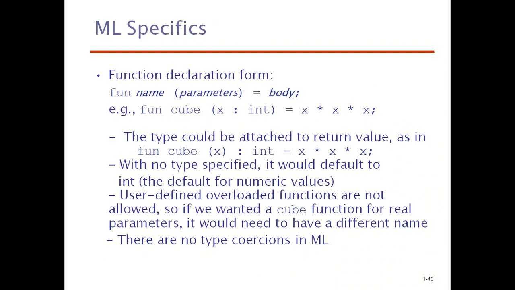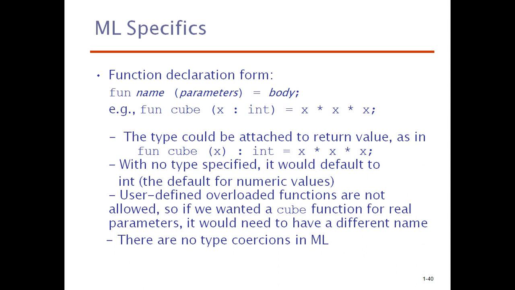If you want to declare a function in ML, it is function name, parameters, equals, body. So this is the way you will write a function in ML. Example: fun cube, and what is the parameter to be passed? x, which is of type integer. So x * x is the function definition. Once the function definition is over, semicolon.